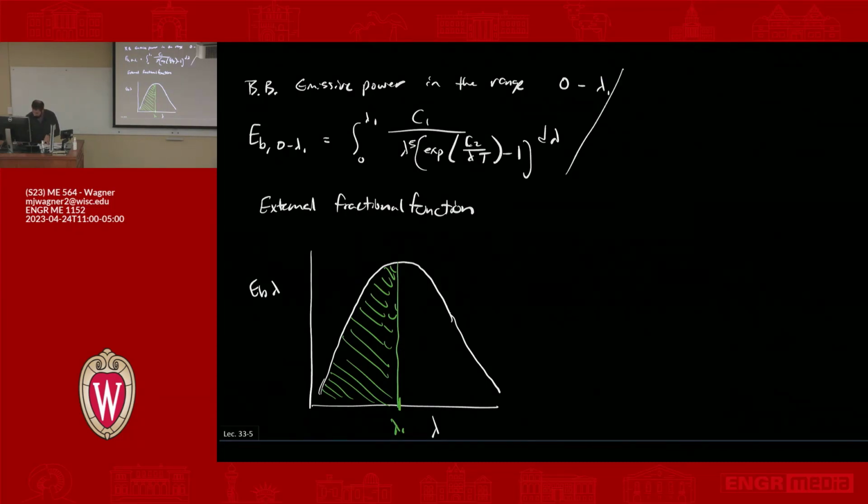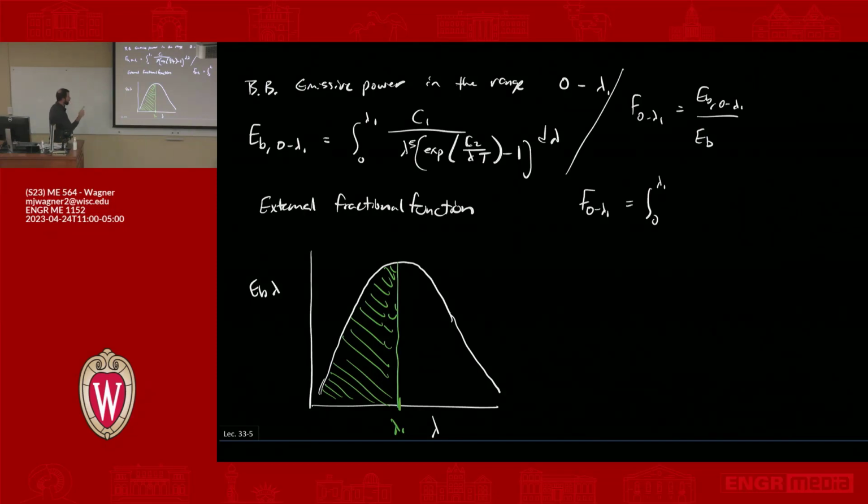The external fractional function defines it as follows: f from 0 to lambda 1 is equal to E_B from 0 to lambda 1 divided by E_B, the total emissive power. We then substitute Planck's law into the numerator, and we end up with f from 0 to lambda 1 equal to the integral from 0 to lambda 1.